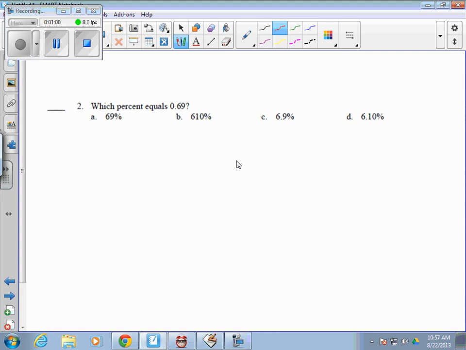Number 2 says, which percent equals 0.69? Well, if you change 69% to 0.69, that's how we would do it if we multiply for the simple interest problems or something like that. So to go the other way, all you've got to do is move the decimal to the right 2 times, and it gives you 69%, which is the answer.